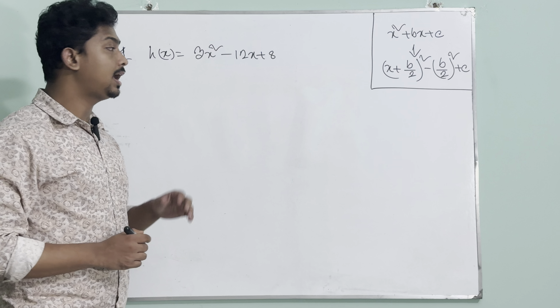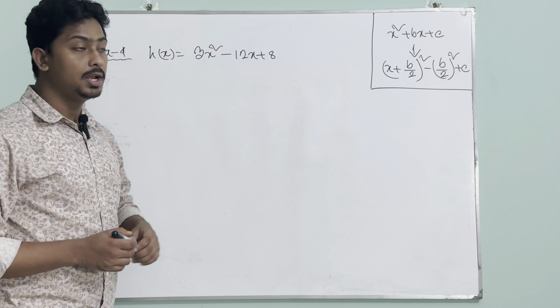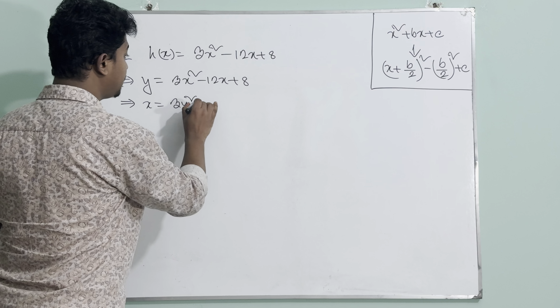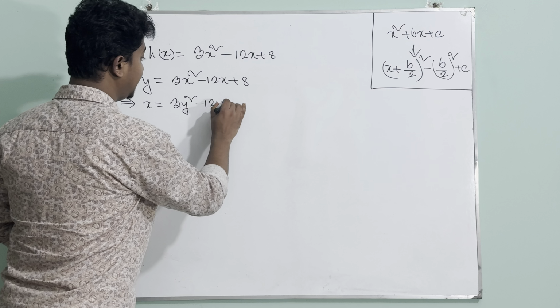Okay, let's solve our example number 4. Now we have a quadratic function here. Now let's solve it. First of all, we're going to take y for the whole function. So 3x squared minus 12x plus 8. Then what we're going to do is interchange y and x. So we are going to get x equals 3y squared minus 12y plus 8.